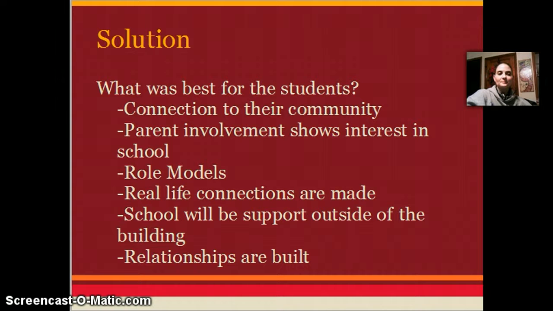academic minded. We also gain a whole bunch of role models for these students, people that they can inspire to be. We make those real life connections on how education and work may actually intertwine. The school will be supported outside of the building, and relationships are built not only with our students and the community, but also as the teaching staff and the school staff and the community.